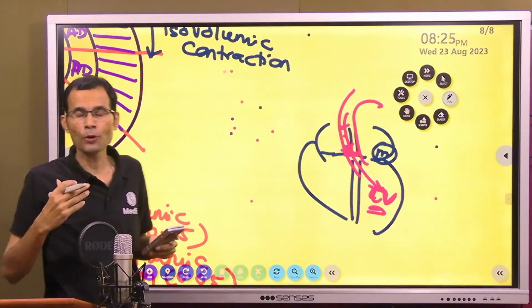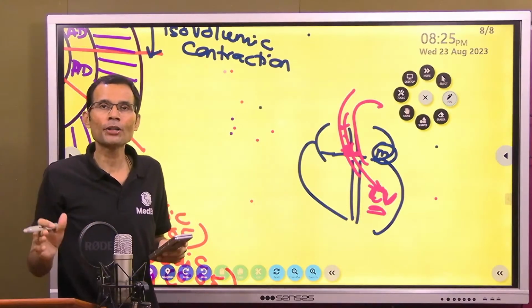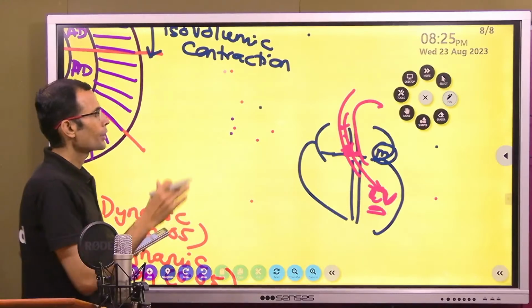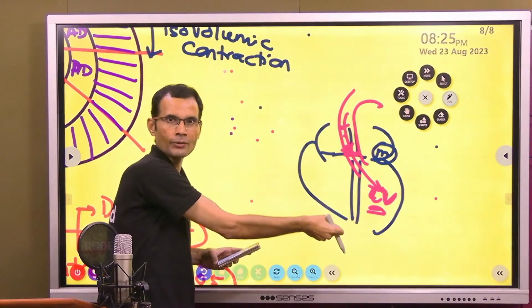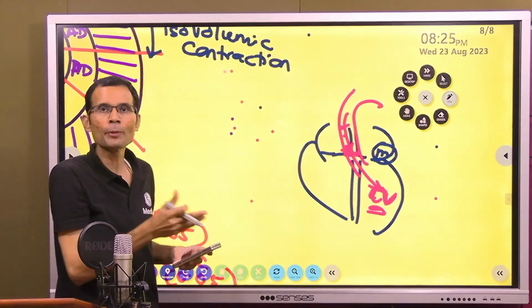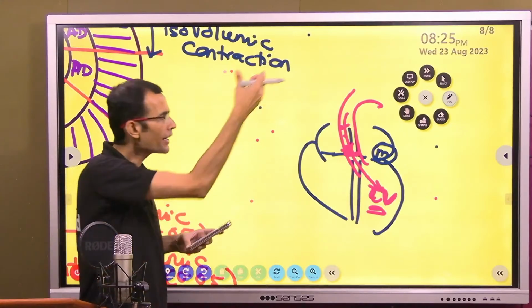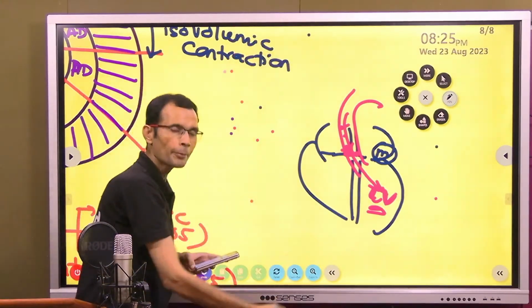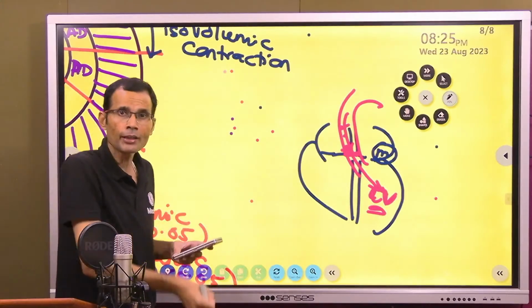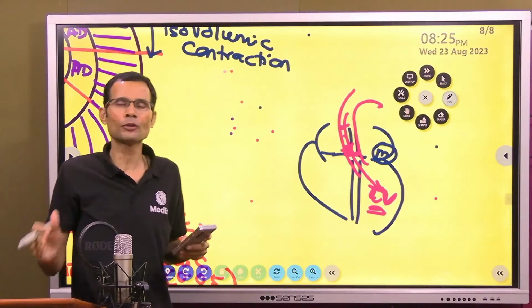So I want you to understand this. In the condition of aortic regurgitation, even though left ventricle will be contracting in this phase, isovolumic contraction, left ventricle is contracting and yet it will receive the blood from the aorta. Blood will come into the left ventricle even though left ventricle is contracting. I hope you understand the significance of this point.